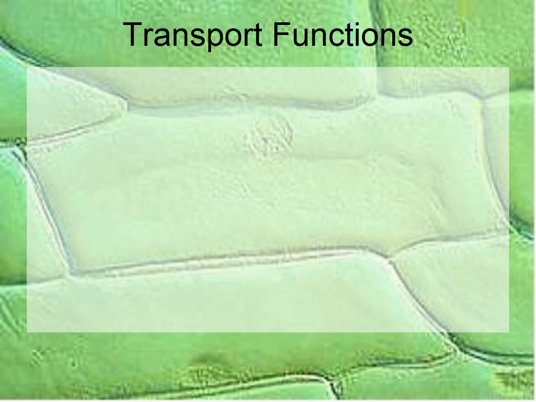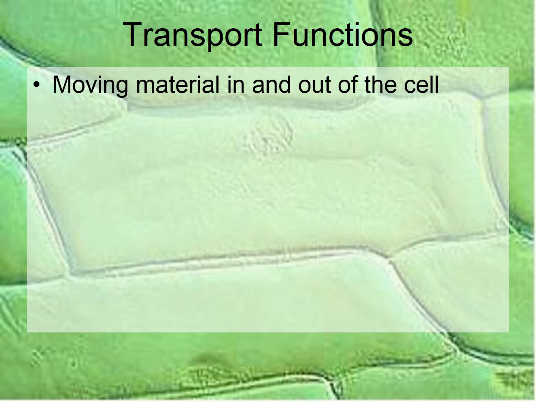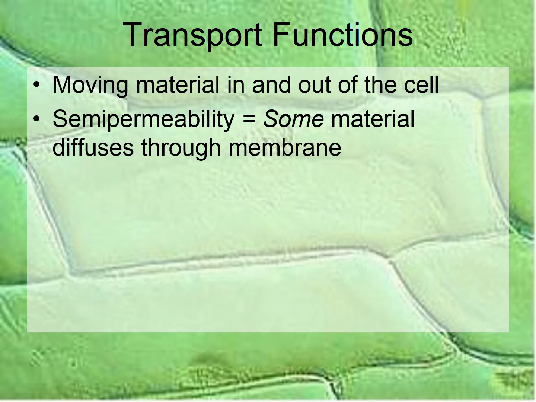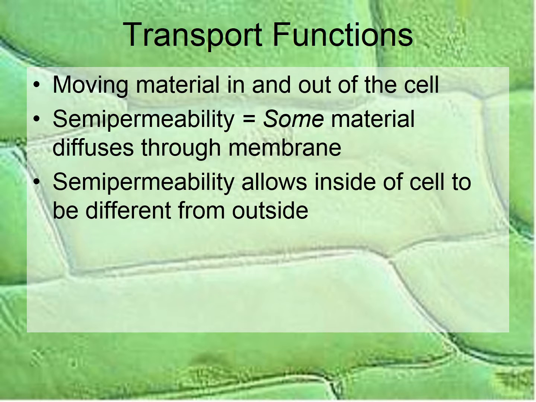So one of the main functions of the cell membrane is transport, moving material in and out of the cell. But remember, it's got to maintain a difference inside from the outside, and so it can't let everything just flow freely in and out of the cell. It's going to block some of the stuff from being able to flow freely. It's this semi-permeability, the fact that some material can pass through and some material can't pass through, that maintains a difference inside of the cell from outside of the cell.